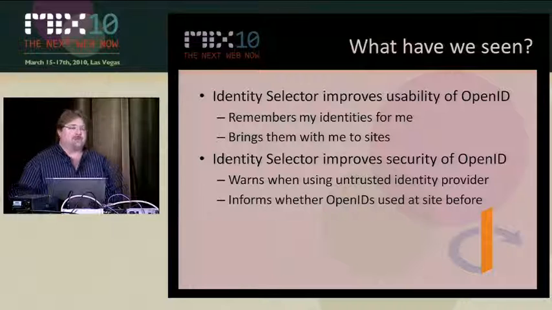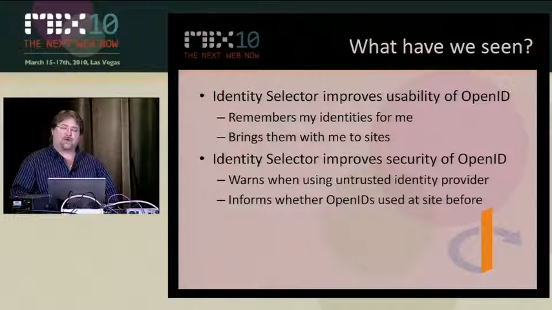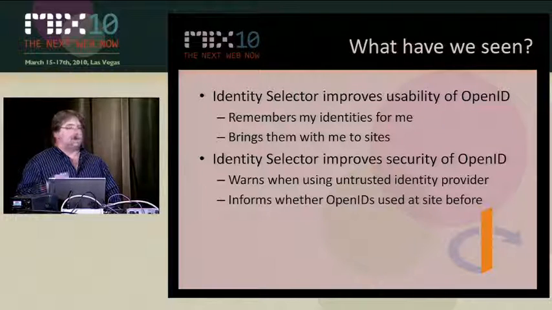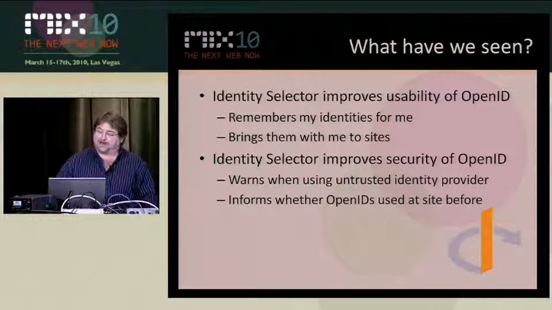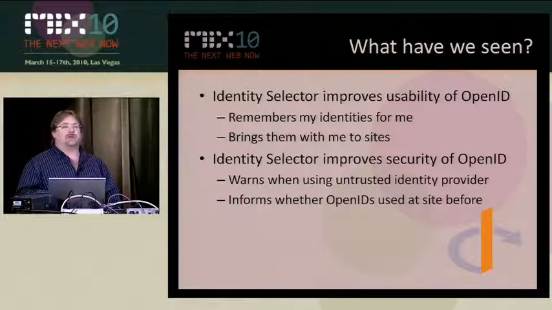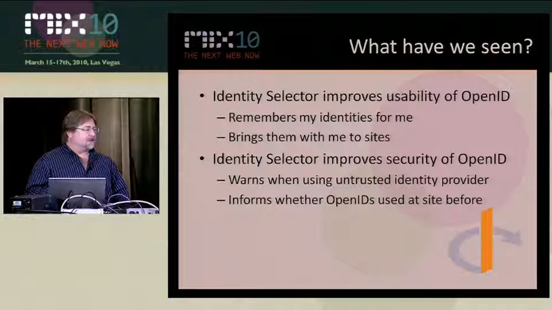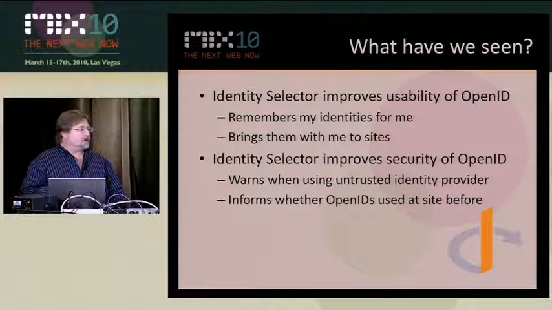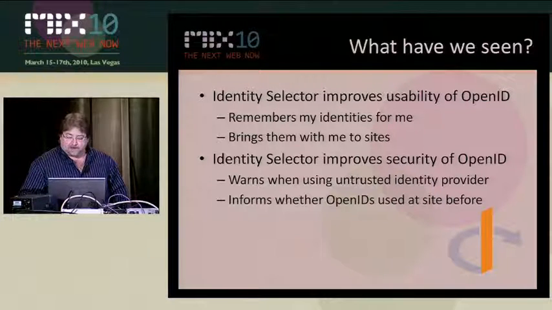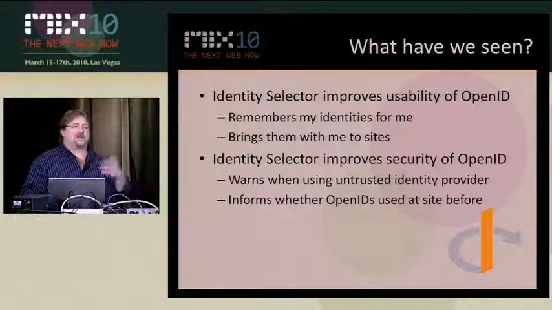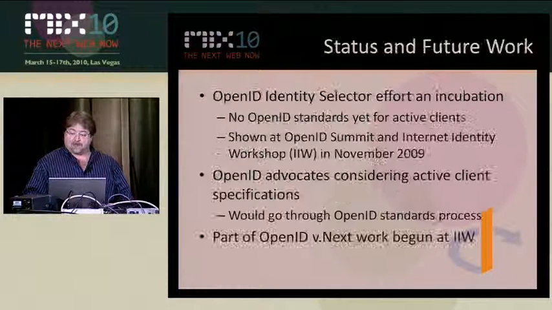So in summary, what you've seen is an effort to both improve the usability of OpenID by remembering my identities for me and bringing them with me to the sites, as well as to improve the security of the OpenID experience by having the OpenID selector warn me if I'm going to a place that either isn't known to be good, or indeed warn me, "You've never been here before with this ID, do you want to proceed?" Which we've found to be, I think, a reasonable trade-off between security and usability.